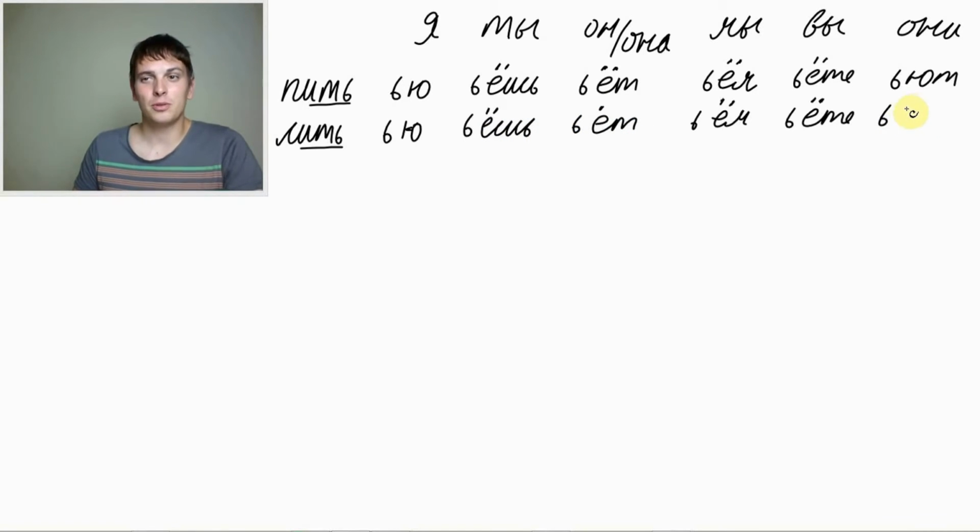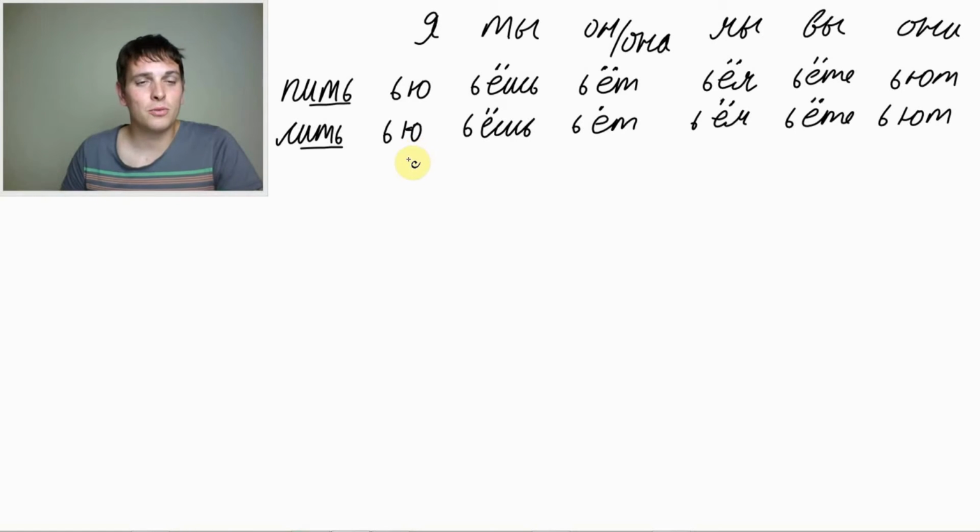Они льют. So, it's not that irregular. Besides that, we need to put a soft sign between the remaining of the verb and the ending of the conjugation type number 1. We could relate to this. Let's continue to the verb to sing, петь.